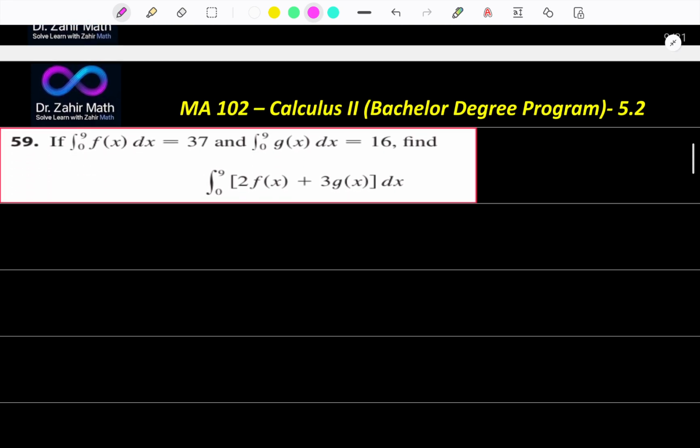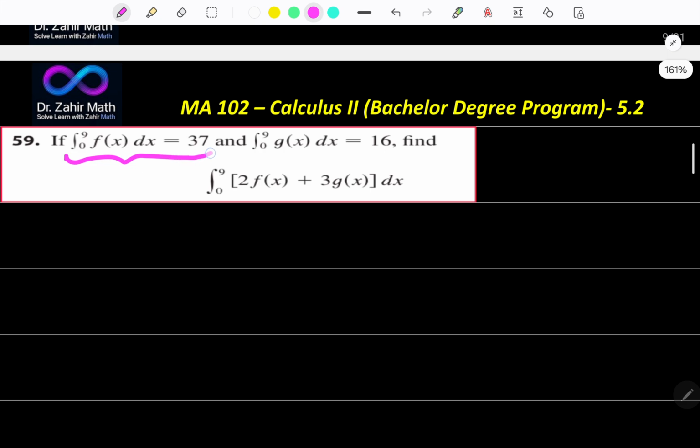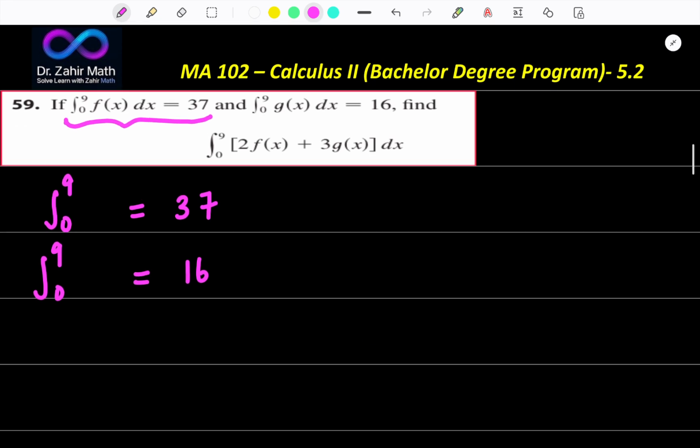These all belong to properties of definite integrals. Okay, right. So what is given now? 0 to 9 is given as 37, f of x dx. And again 0 to 9 another function is 16. Chances are there, another function you can get the same answer, no problem. You can get different answers, no problem. Same limits, but functions may be different. So this I'm going to call f of x dx. This I'm going to call g of x dx.